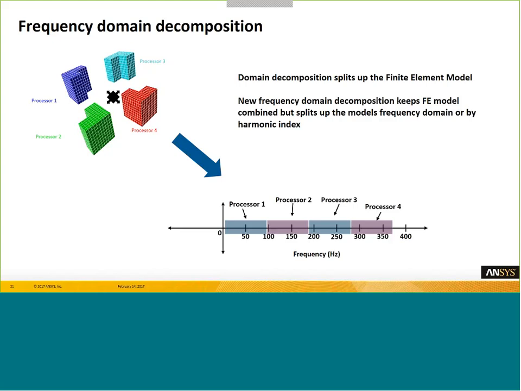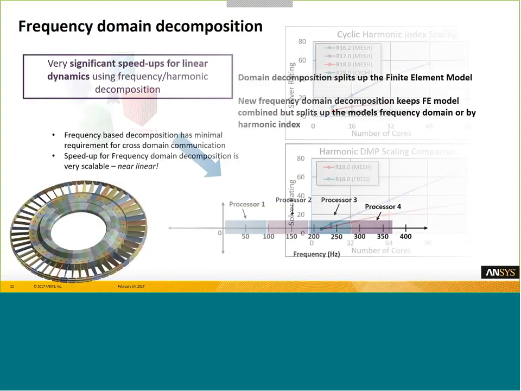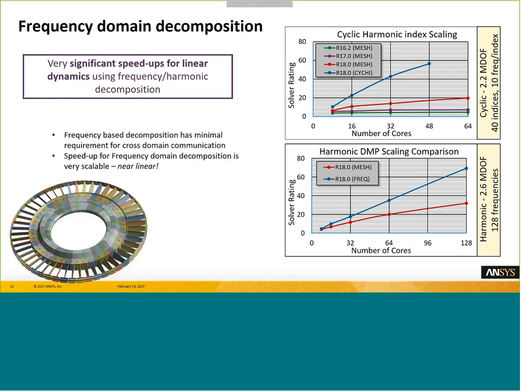Frequency domain decomposition basically says we'll take the whole problem and put the whole problem on each of the processors. So if we have 4 processors, we'll put the problem on 1, problem on 2, problem on 3, problem on 4. And each processor will solve a different part of the same problem. So we minimize the amount of information transferred between each processor, but we're solving different frequency aspects. We've got a couple of examples on the next slide here, both a cyclic example and a harmonic example.